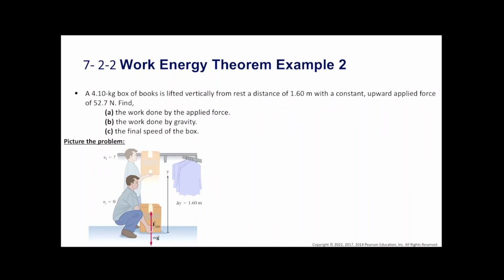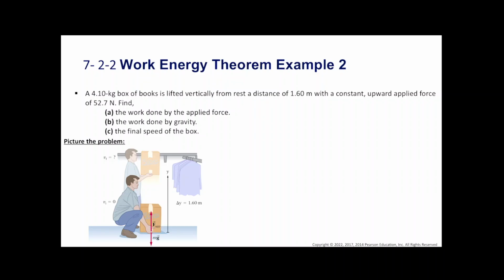Let's see another example of how the work energy theorem is used in practical situations. A 4.10 kilogram box of books is lifted vertically from rest a distance of 1.6 meters with a constant upward applied force, that is F applied, of 52.7 newtons, and we are asked to find the work done by this applied force, the work done by gravity, and the final speed of the box.